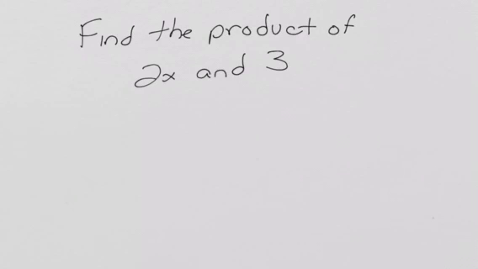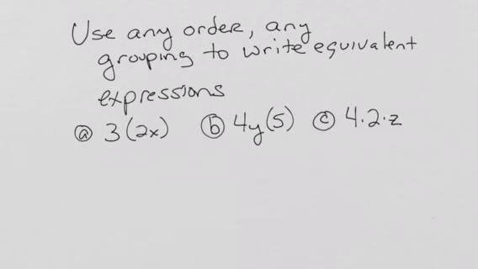Find the product of 2x and 3. So I need 2x times 3. Well, any order, any time says I can multiply this 3 times this 2 and get 6. And 6 times x would be 6x. So if I do the same thing here, I can multiply the 3 times 2 and get 6. And that'll be 6x. We can multiply the 5 times the 4 and get 20y. In this case, I probably want to do the 4 times 2 and get 8z.